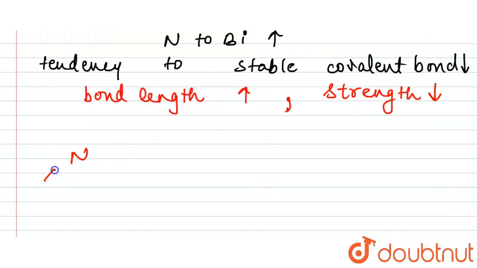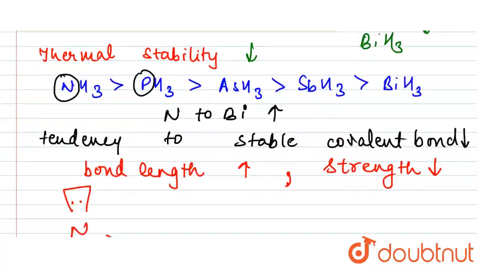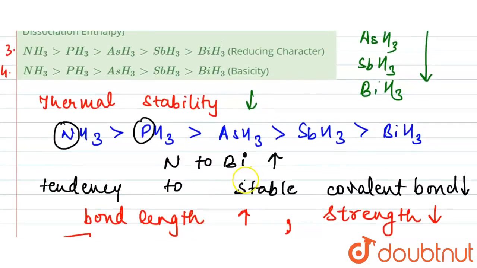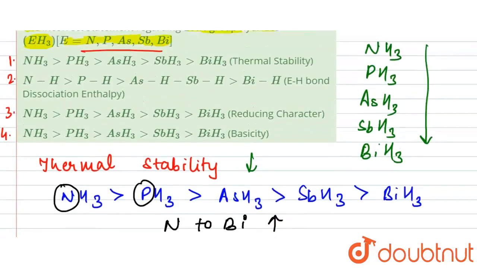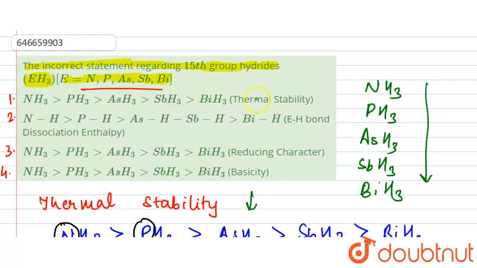Suppose here we have N, here we have H, here we have H, and here we have one lone pair. This bond length is increasing when we move down the group, but the bond strength is decreasing. That's why thermal stability decreases. Or we can simply say that the size of the central metal atom is increasing, so the tendency to form stable covalent bonds is decreasing down the group. So this statement is correct, so it will not be our answer.